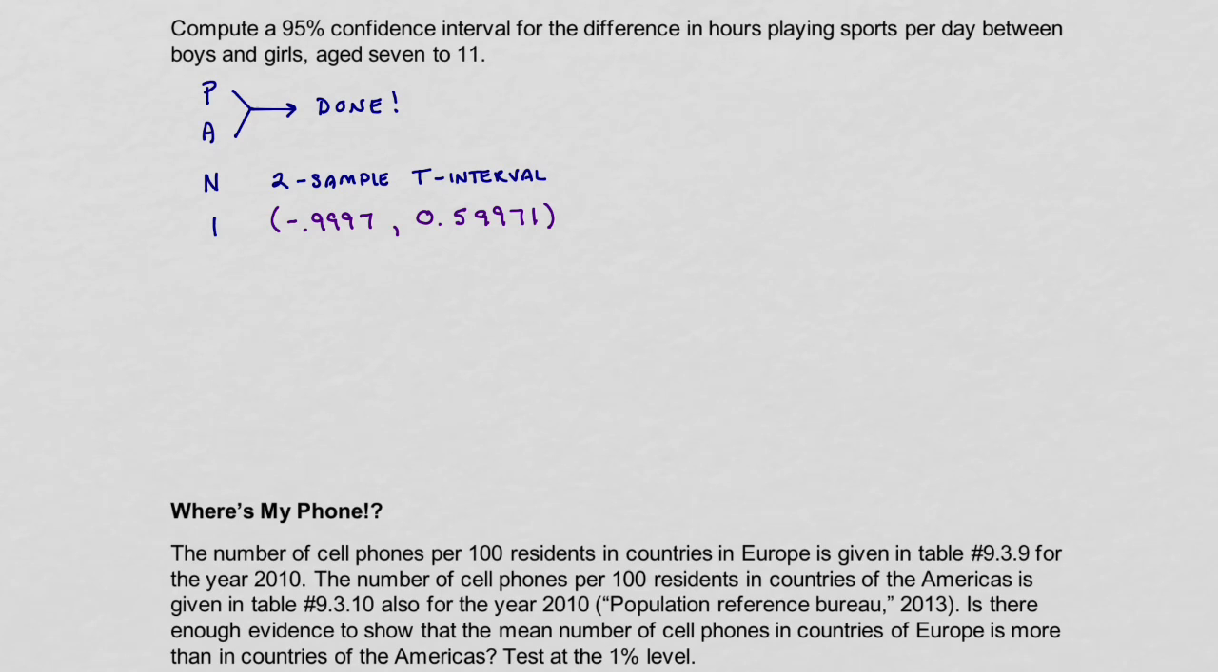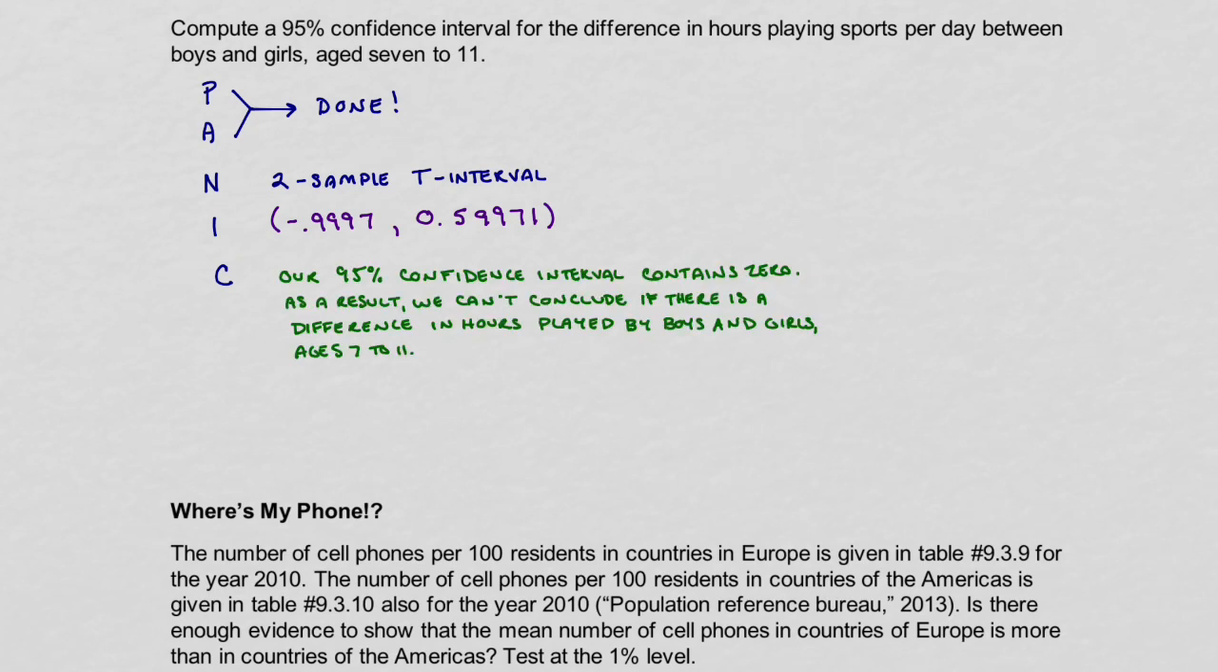Okay, so hopefully you've had enough time to work on your concluding statement. So we would want to say something like the following. Our 95% confidence interval contains 0. Just to note, since one number is negative and the other number is positive, 0 has to be somewhere in between them. As a result, we can conclude if there is a difference in hours played by boys and girls ages 7 to 11.